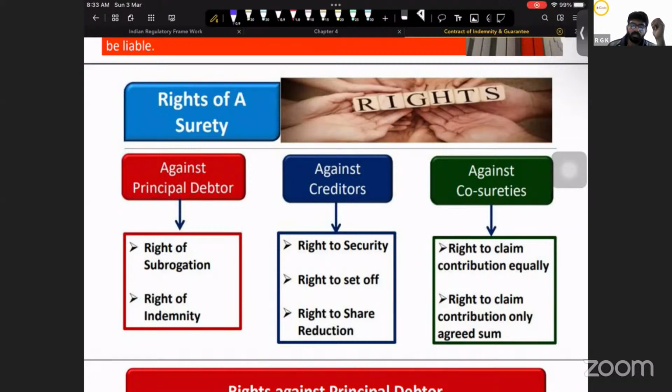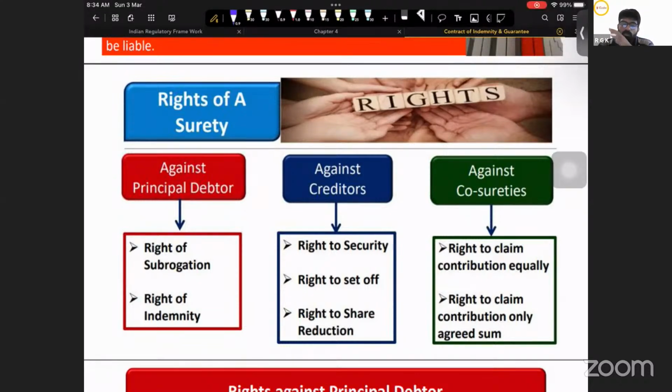Now, continuing further, we have to discuss about what are the rights a surety enjoys. When a person gives a guarantee to another person, what are the rights he enjoys as against that other person? So since surety is in a position where he is going to perform contract on behalf of principal debtor, as against principal debtor, he has certain rights. Sometimes what he does is he pays the debt on behalf of the principal debtor. That time, certain rights he can enjoy against creditor also.